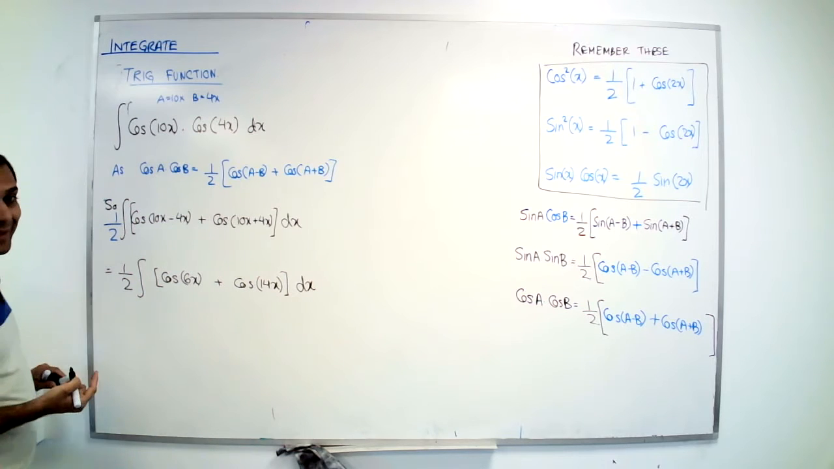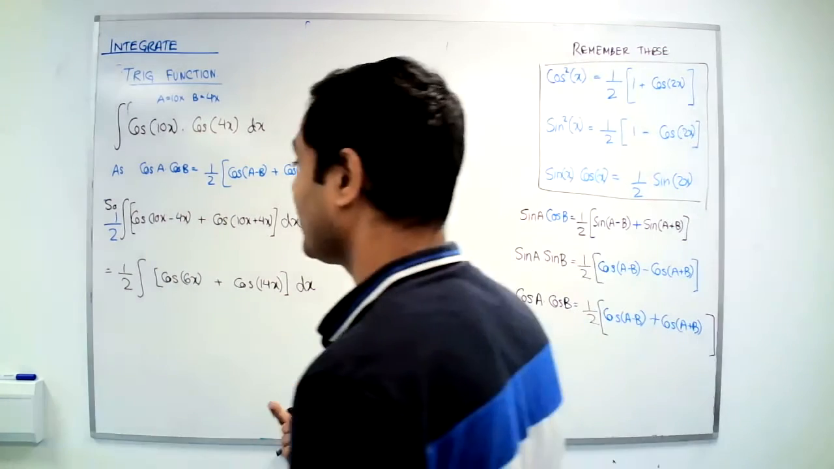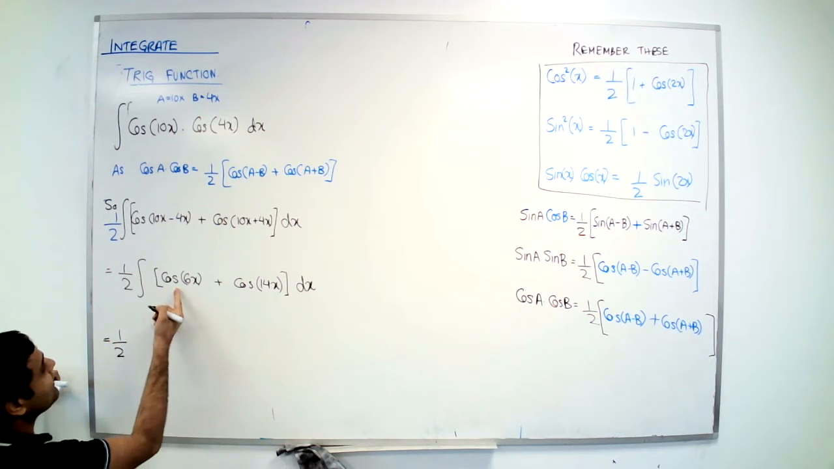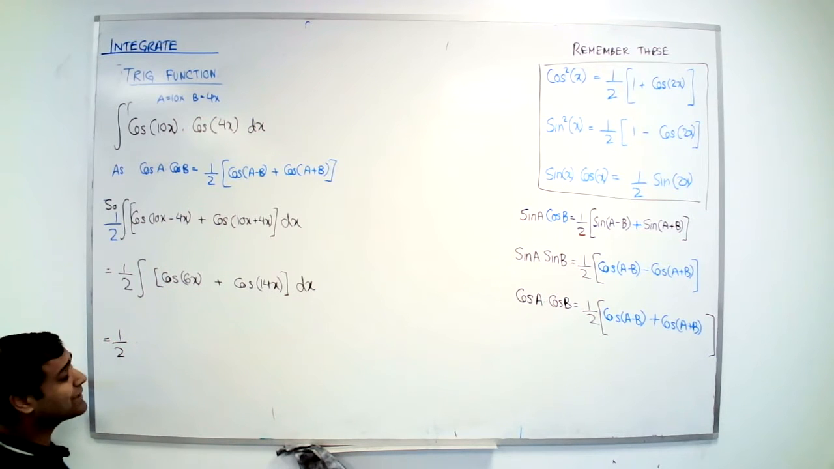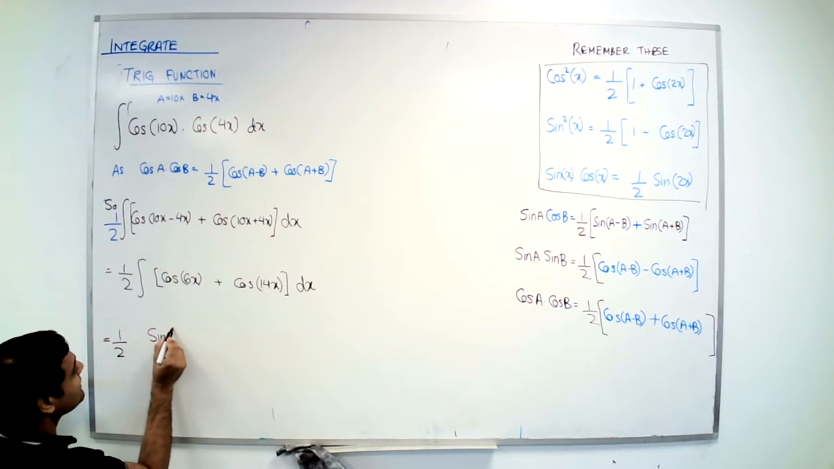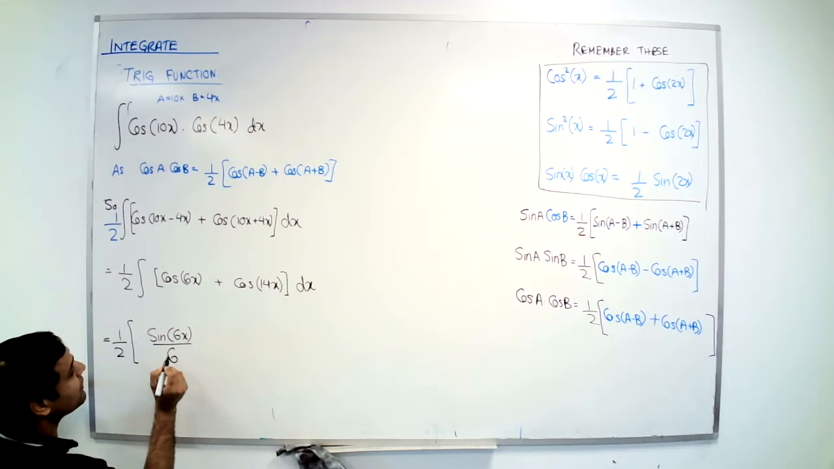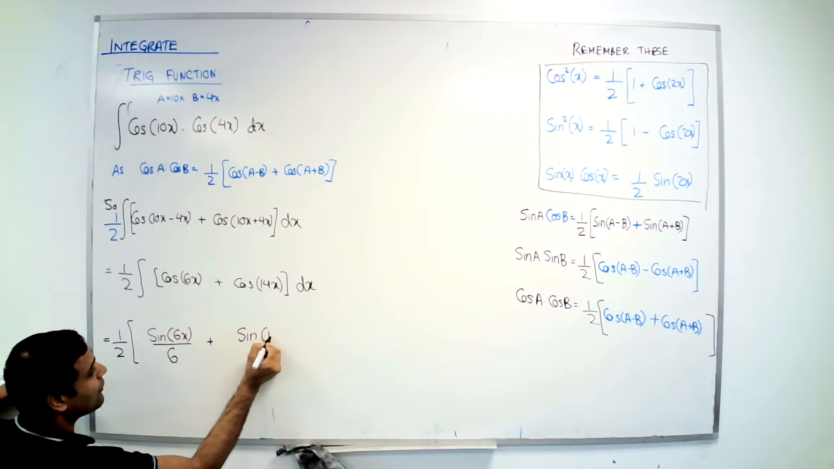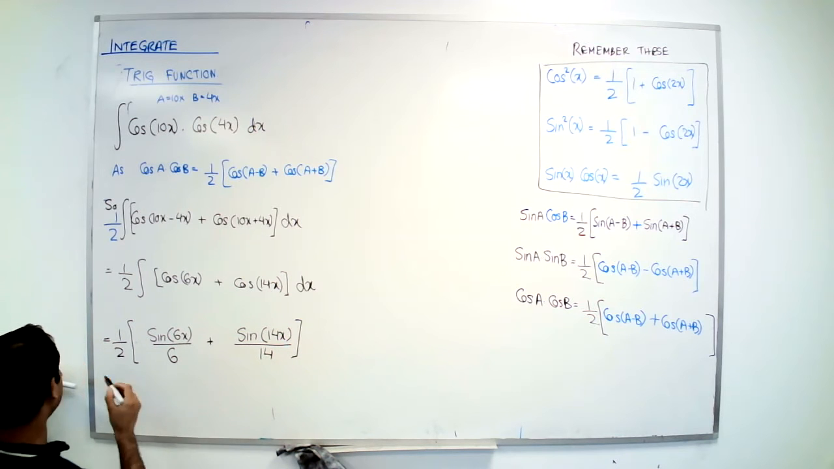Now let's integrate the cos 6x. The half is still here. Integration of cos is a sine, a positive sine, isn't it? Sine 6x over 6. Remember that one, over 6. Plus, cos 14x integrates to sine 14x over 14, plus a c.